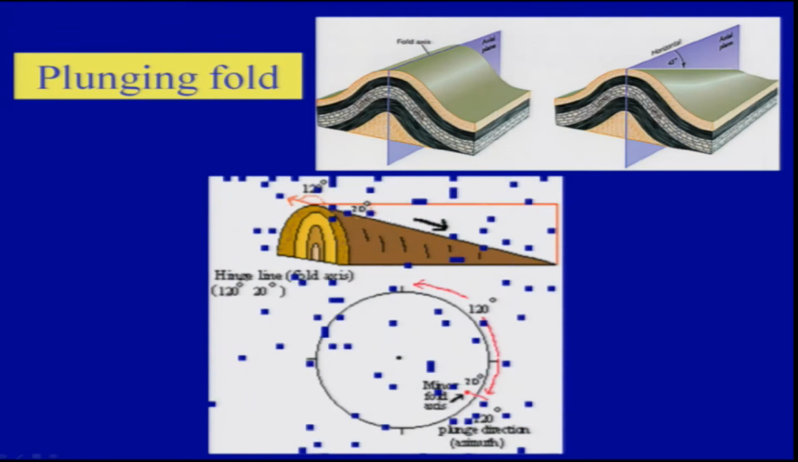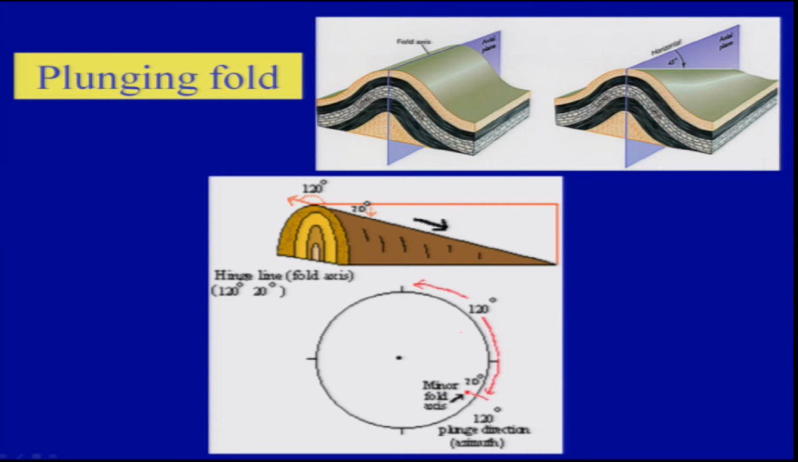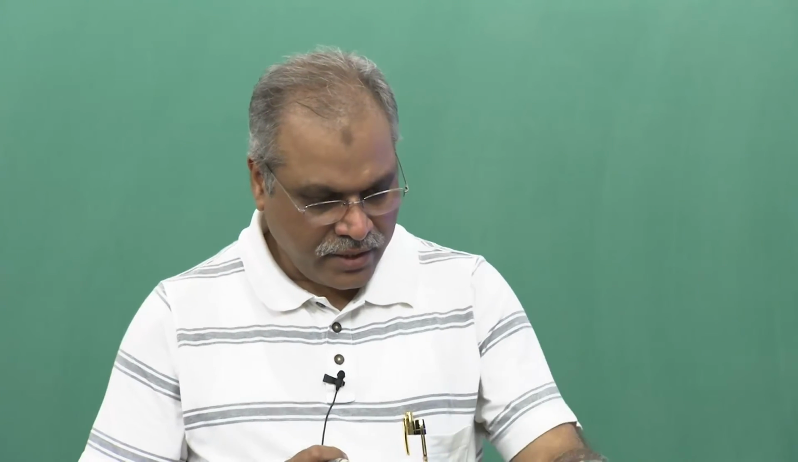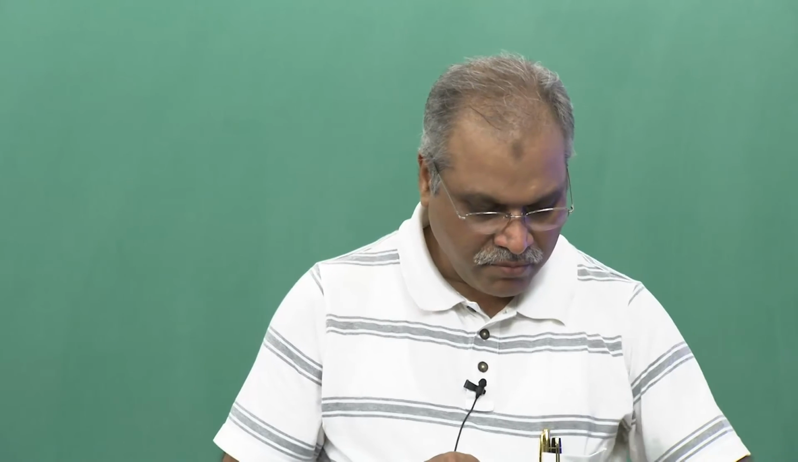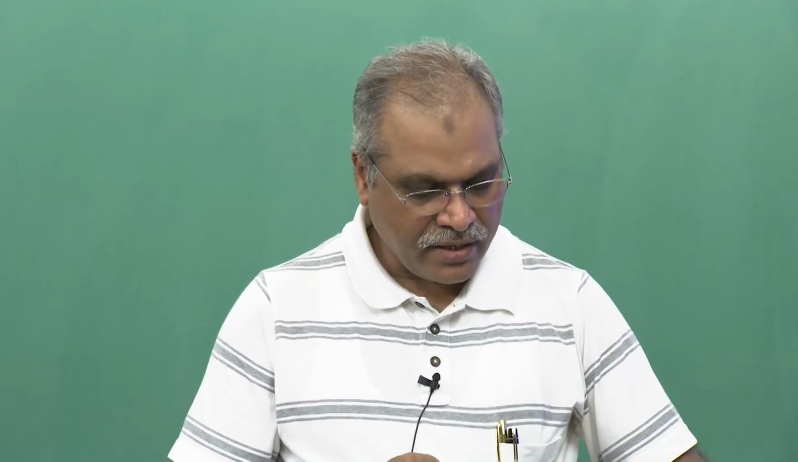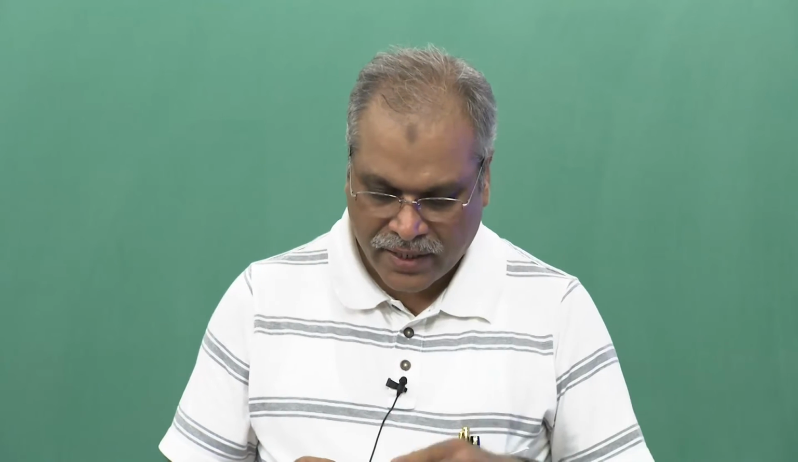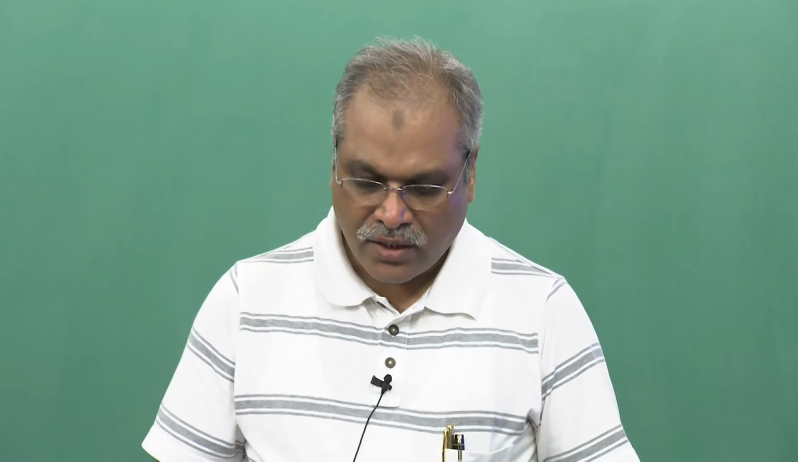So, plunging fold, again coming back. We are talking about how we can plot this and know whether it is plunging or not. So, we will just move ahead with that. What we use is the stereographic projection. It is nothing but a globe-like stereographic projection, which represents the coordinate system, that is the latitude and longitude, and that is how they have been given.